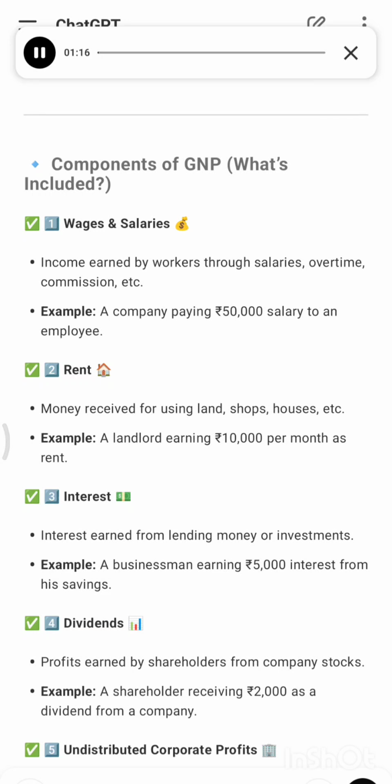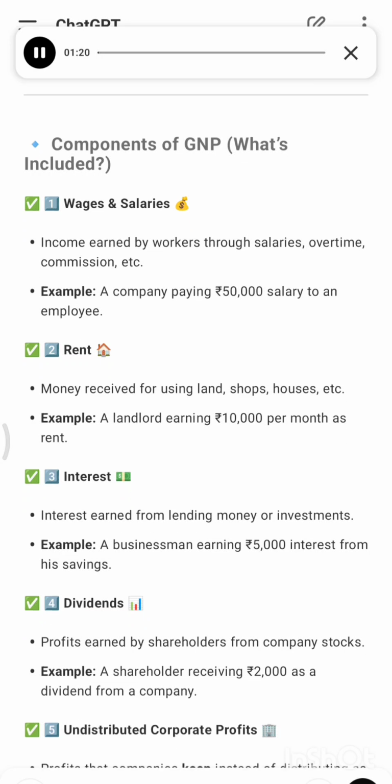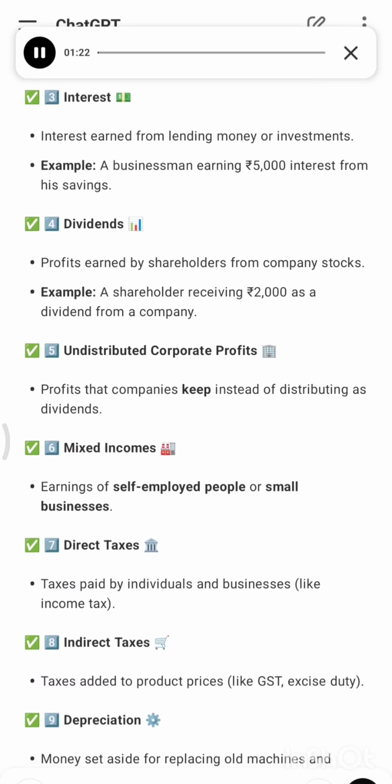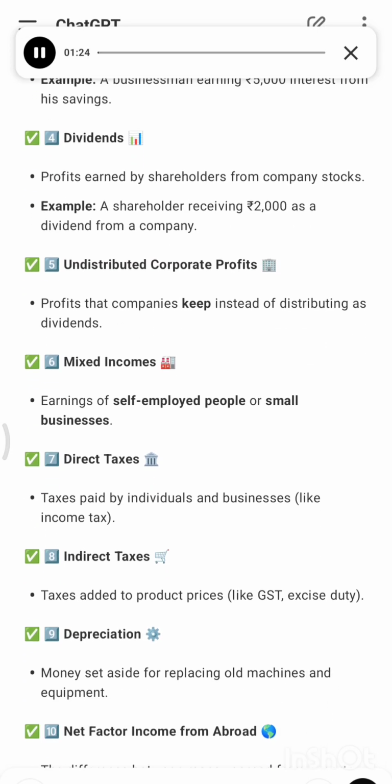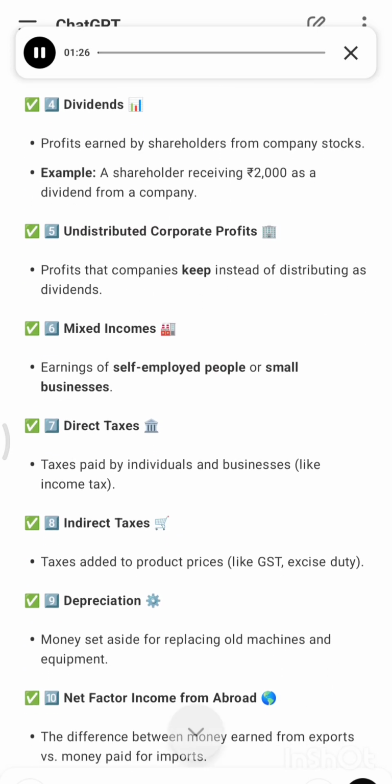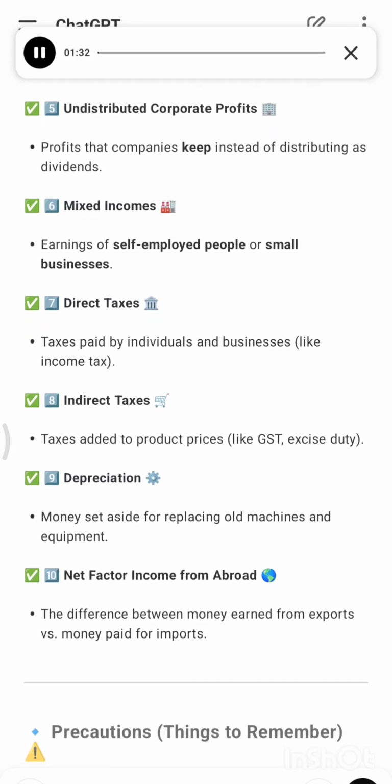3. Interest. Interest earned from lending money or investments. Example: a businessman earning $5,000 interest from his savings. 4. Dividends. Profits earned by shareholders from company stocks. Example, a shareholder receiving $2,000 as a dividend from a company.